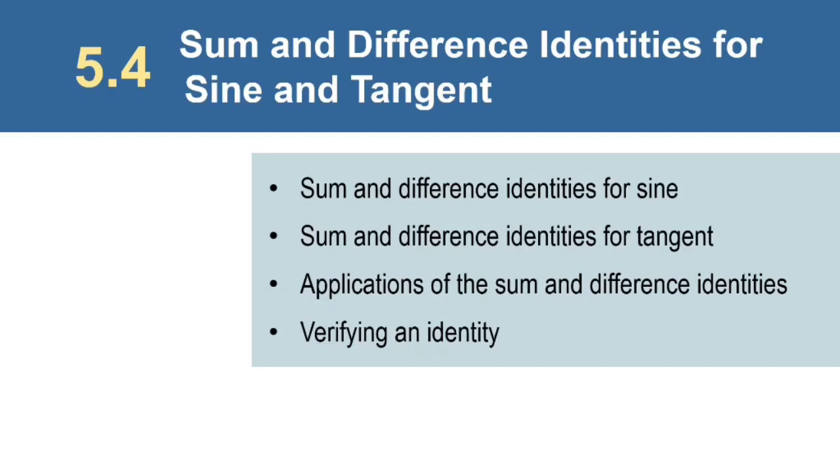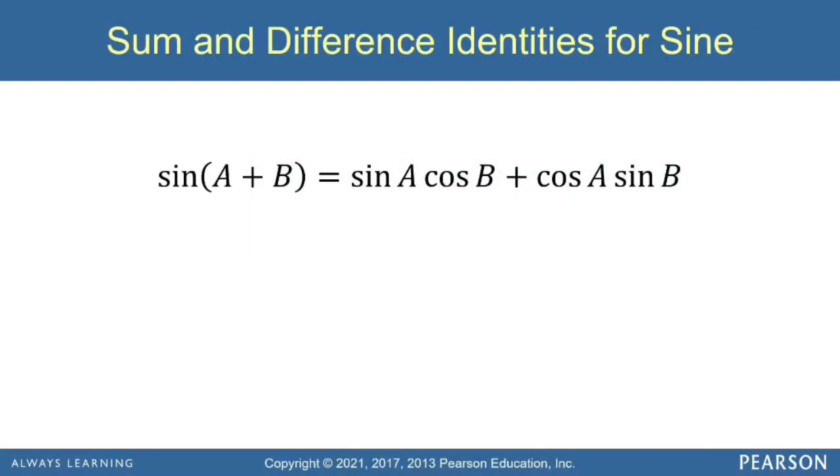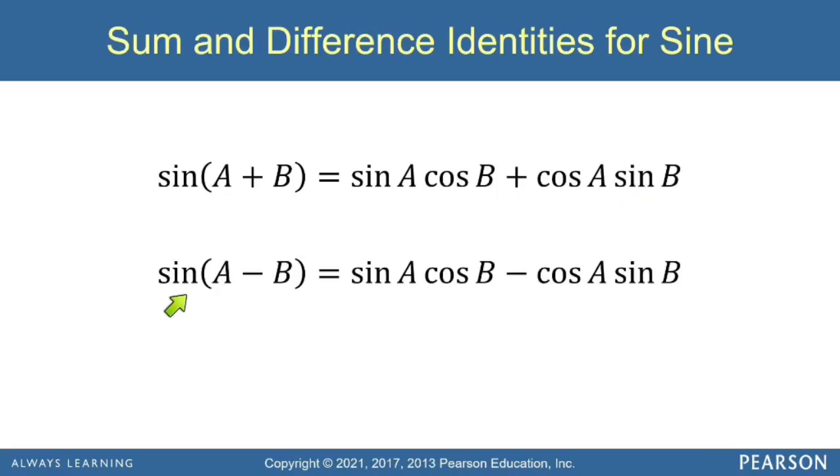So let's get started. The first thing we're going to do is write down all 4 of our new identities. For the sine function, we have the sine of a plus b equals the sine of a times the cosine of b plus the cosine of a times the sine of b. And then the other one says the sine of a minus b is equal to the sine of a times the cosine of b minus the cosine of a times the sine of b.